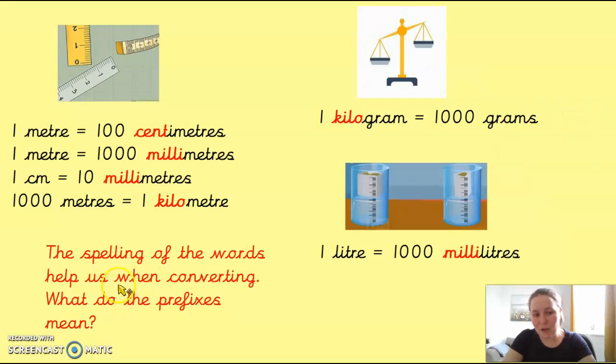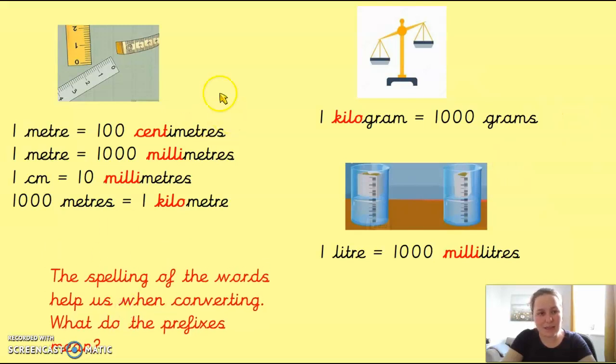Let's have a look at the conversions within these measures then. So if we focus on length first, this has the most different measures that we have to worry about. 1 metre equals 100 centimetres. Now, the parts in red on here are your prefixes of the words, and they can help us when converting. We've looked in school a lot at the prefix cent. We talked about century being 100 years, centimetres being 100 metres, 100 cent in a dollar, for example.